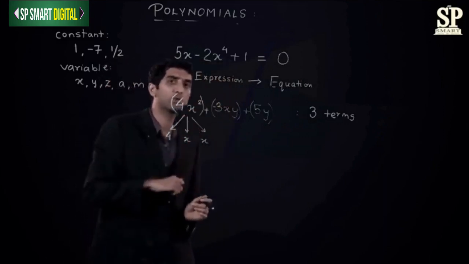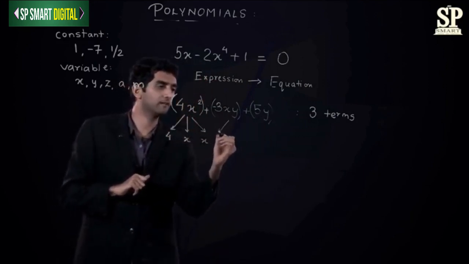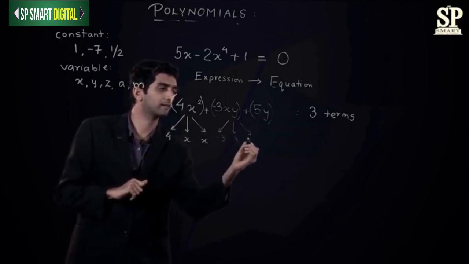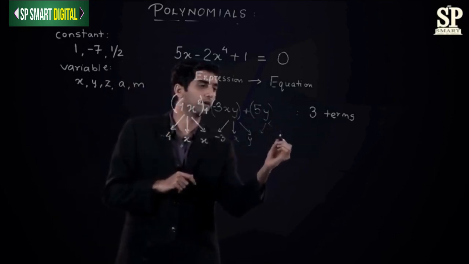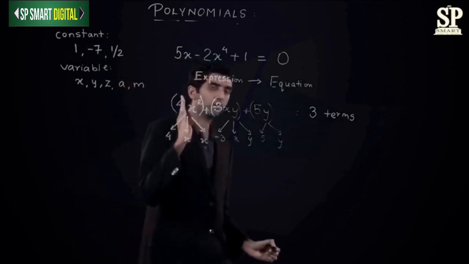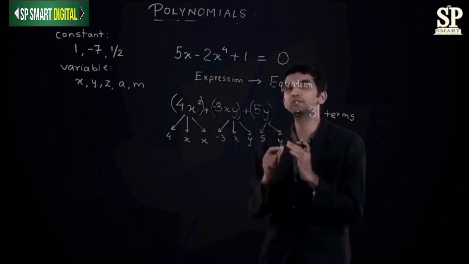Likewise, if we go to the second term of this particular expression and I try and break this, I'll get minus 3, x, and y. And likewise, if I do the same thing for the third one, I get 5 and y. So this is what terms are, and this is how we can factorize every individual term.